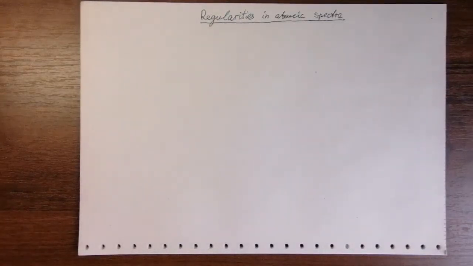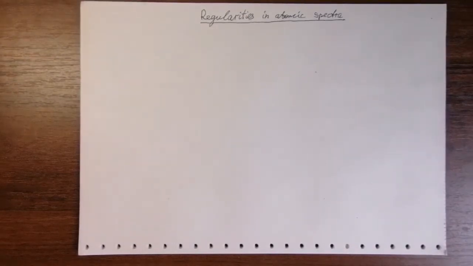Hello everybody. Today we will continue to study experimental facts which contradicted concepts of classical physics and which eventually resulted in development of quantum mechanics. We will start today with studying of irregularities in atomic spectra.